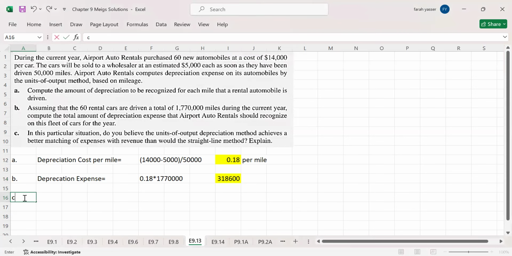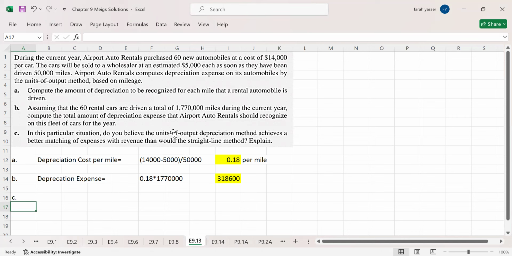The next is requirement C. Do you believe that the unit output method of depreciation achieves a better matching of expenses with revenue than the straight line method? Yes, of course. Why? Because in the unit output method, we calculate depreciation expense on the number of miles driven by the car. So you can say yes, this unit output method is directly related to the matching principle.